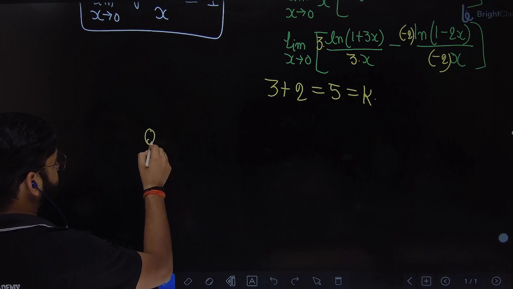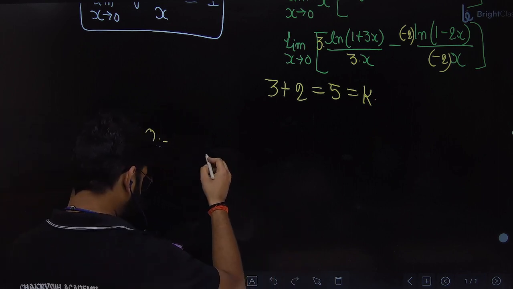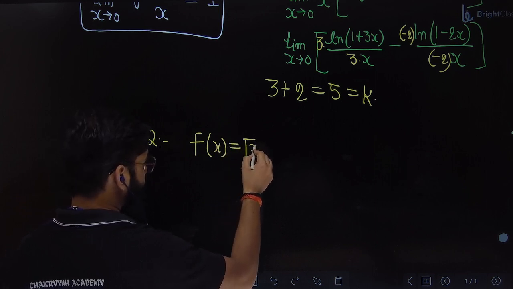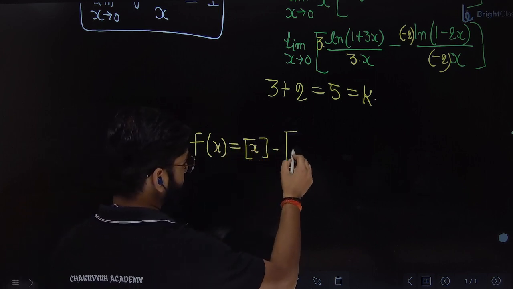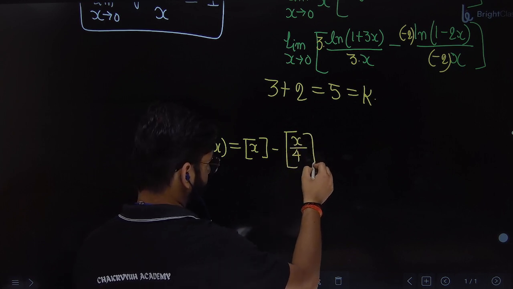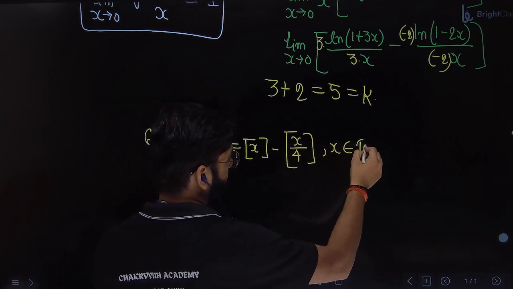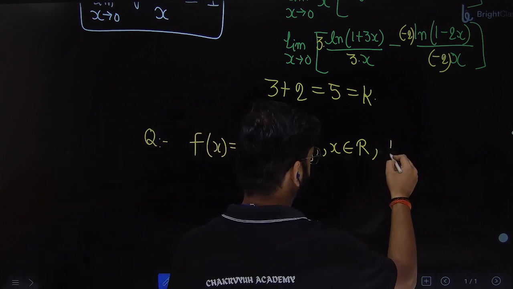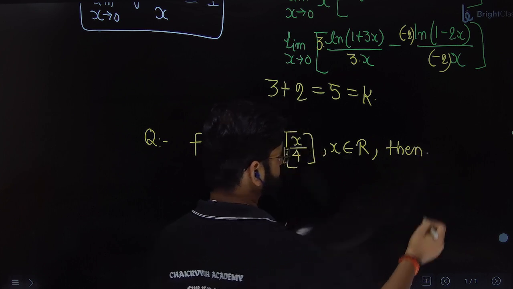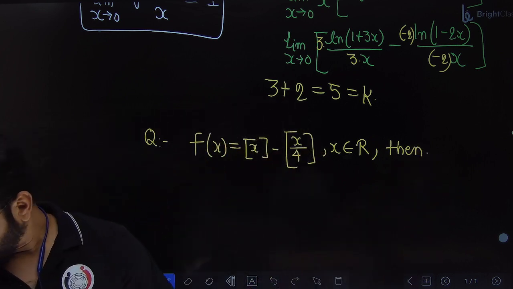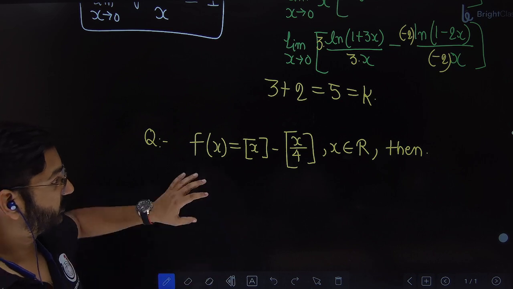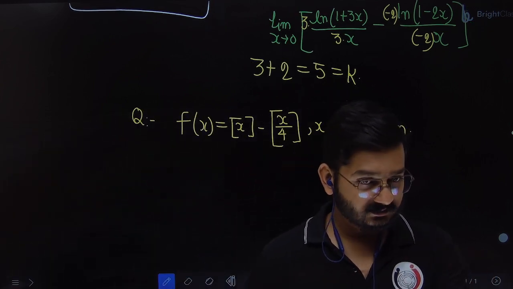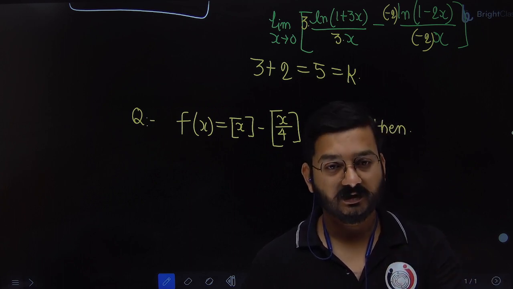The next problem. Next question. The function is f of x equals greatest integer of x minus greatest integer of x by 4, where x is a real number. X belongs to R. Then you have to comment. I'm telling you the question. What is the question? You have to comment about their limits and then about continuity.